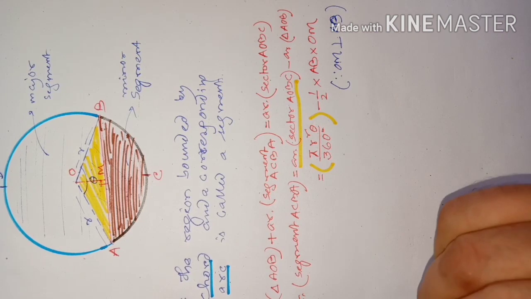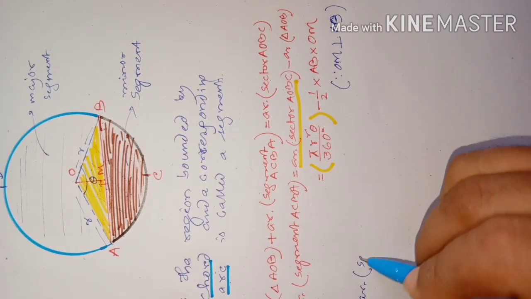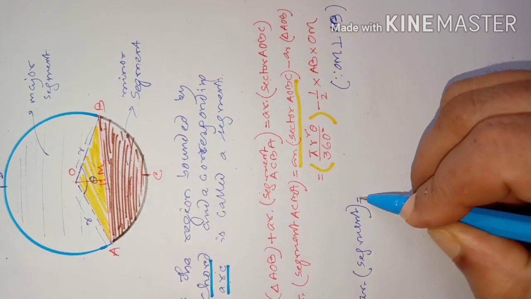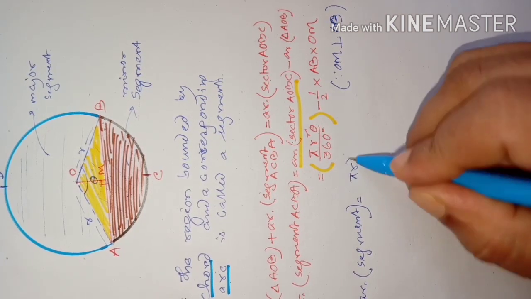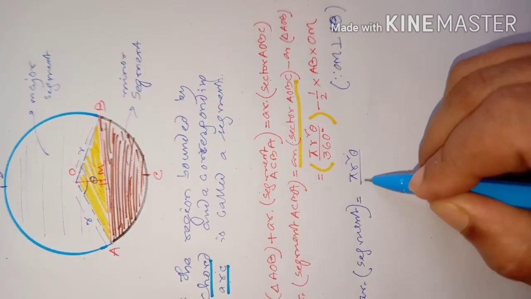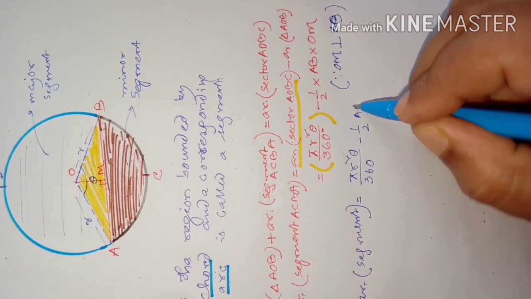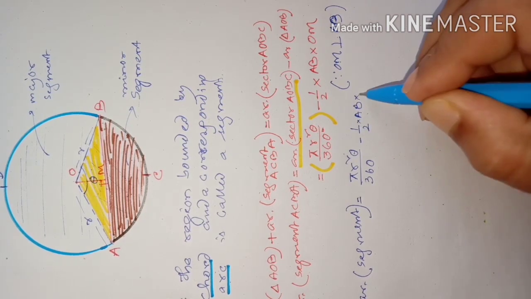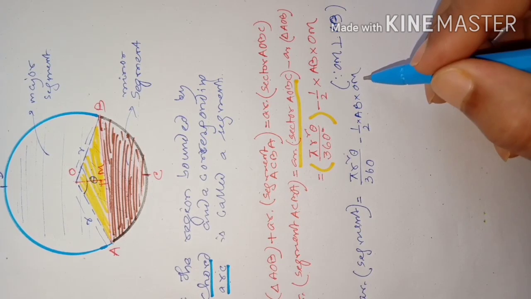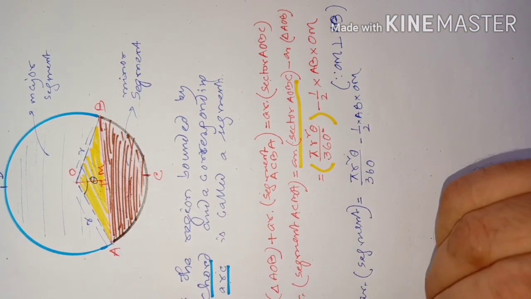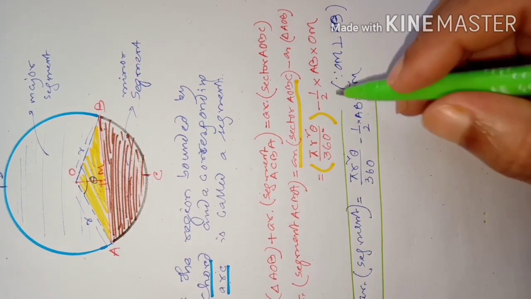So now we are talking about area of segment. Area of segment is equal to what? That is pi r square theta by 360 minus half into AB into OM. If OM is not given, suppose in a question you are given only the radius, but with the radius it is not enough. Radius and angle is given.